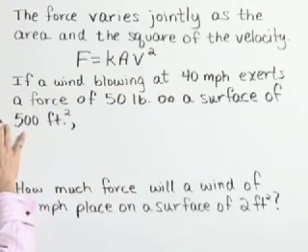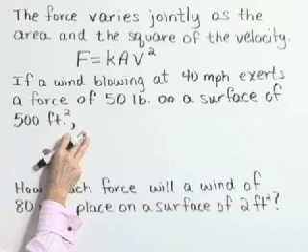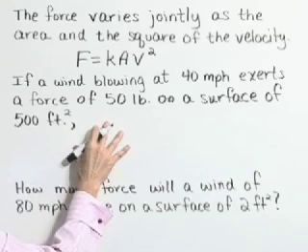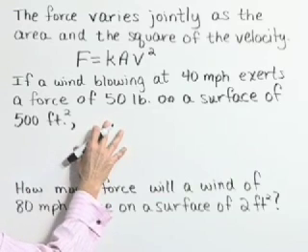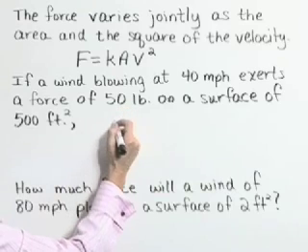In the second part, we're given a scenario. If a wind blowing at 40 miles per hour exerts a force of 50 pounds on a surface of 500 square feet, then we have a question, but we'll get to that in a minute. This second part is going to allow us to solve for our unknown constant K. We're given that the force is 50 pounds. Substitute that for F.